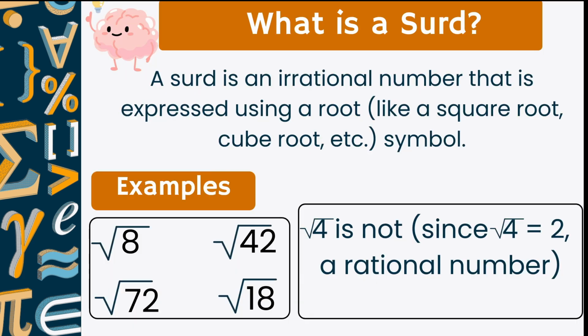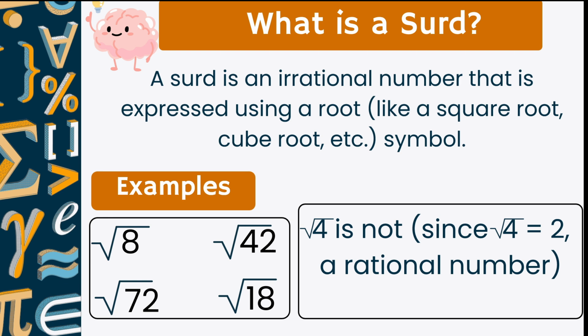First of all, what is a surd? A surd is an irrational number that is expressed using a root, like a square root or a cube root symbol. I just gave you an example. Root 8 is a surd, root 42 is a surd, root 72, root 18, and so on.